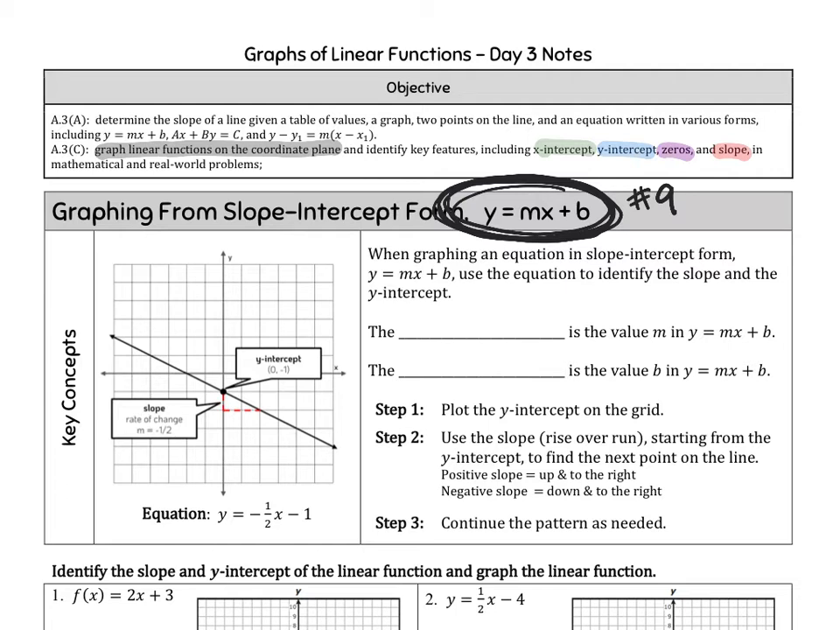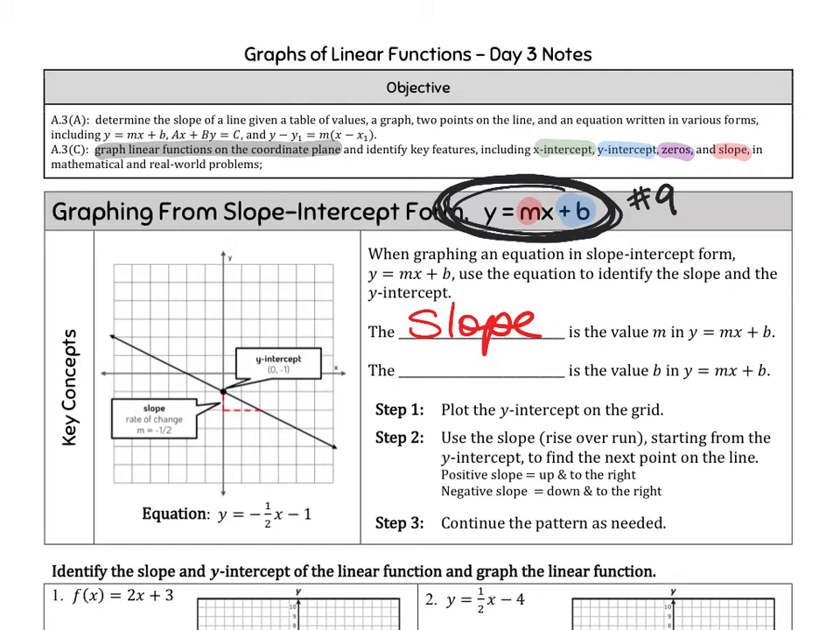Why do you think that it is called the slope-intercept form equation? What information do you think it gives us if it's called slope-intercept form? The slope. The slope and the y-intercept. Specifically, the m. M is still my slope. That's what we've been finding this whole time. So the slope is the m value in y equals mx plus b.